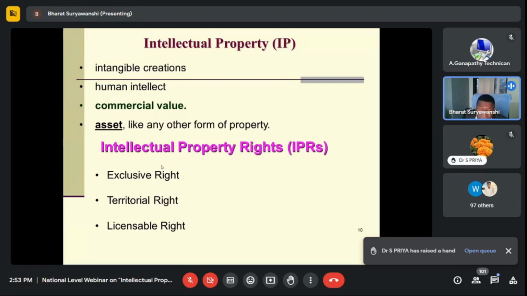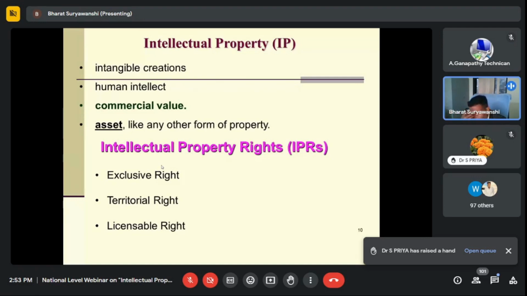But how to file? There are two routes to file a patent application in other countries. One is called PCT, Patent Cooperation Treaty. Another is called conventional application as per section 135 of the Patent Act.